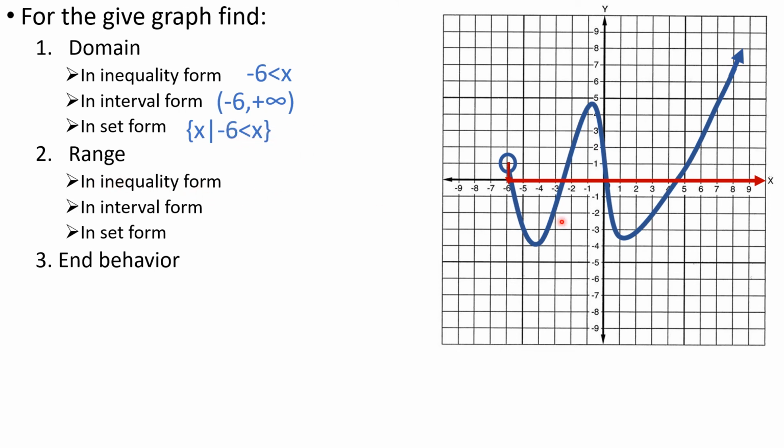For the range in the inequality form, we'll find where the function starts, from down to up. It starts from here, from -4 to the infinity, as the function is continuous. So -4 ≤ y. In interval form, it will be square bracket -4, as we have the -4 with us, to the positive infinity round bracket. In set form, it will be the same as in inequality form, but we have curly brackets, y such that -4 ≤ y.